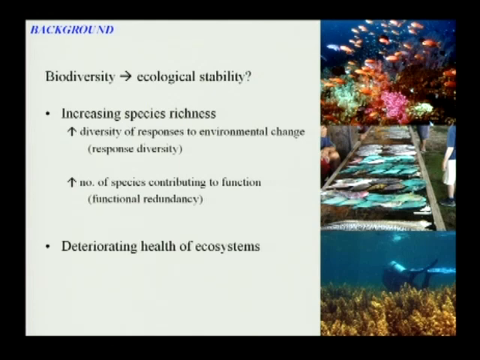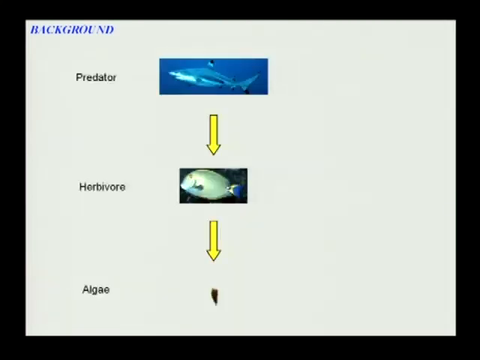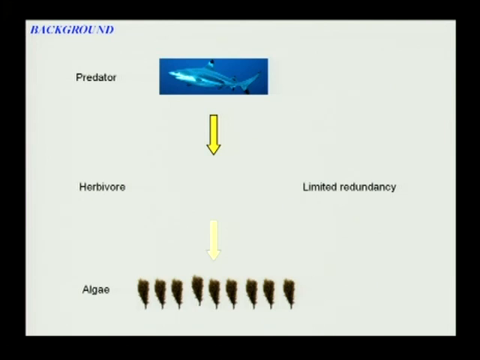Over the last few decades, the deteriorating health of many of the world's ecosystems has really raised questions about the role of biodiversity in providing that ecological stability or ecosystem functions. If we just consider a relatively simple example, now obviously we don't see this very often in the real world, but if we consider an example where we've got one predatory species, one herbivorous species, and one species of algae, or even an algal community down the bottom there, each of these is exerting top-down pressure on the component below it. So the predator's exerting pressure on the herbivore, which exerts pressure on the algal community. If we remove one of those out of that system, so if we take the herbivore out, suddenly we've lost that entire process. So the algal community is released from that top-down control, and suddenly expands.